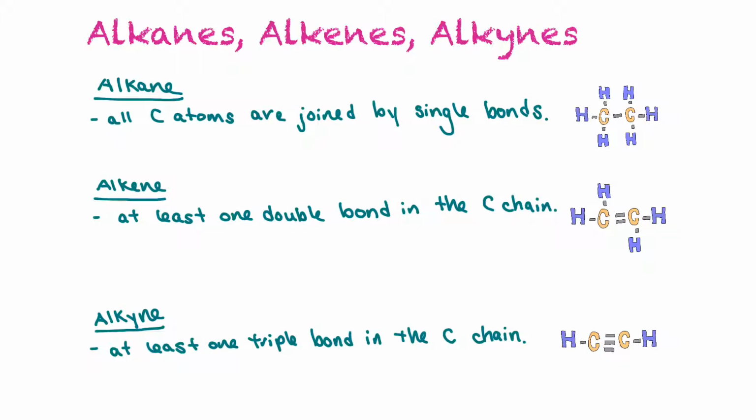In alkanes, all the carbon atoms are joined by single bonds, like this one here. So this would be ethane. Alkenes have at least one double bond in the carbon chain, so this one would be ethene. And then alkynes have at least one triple bond in the carbon chain. So this is an example of ethyne.